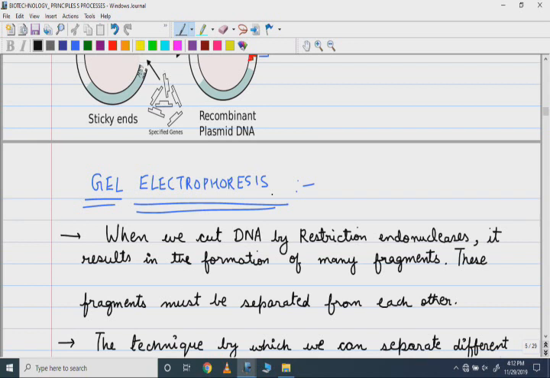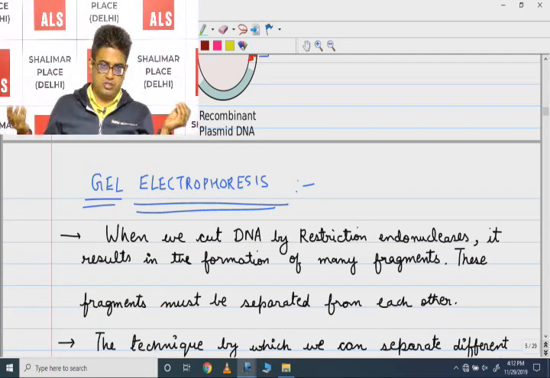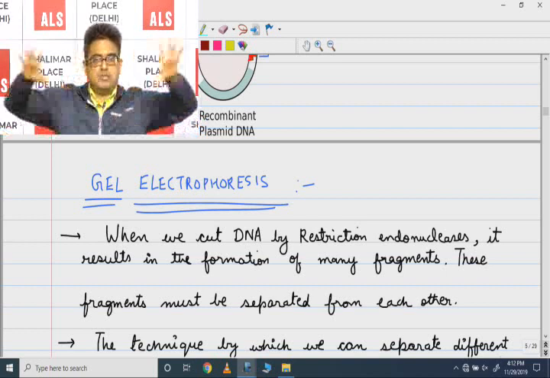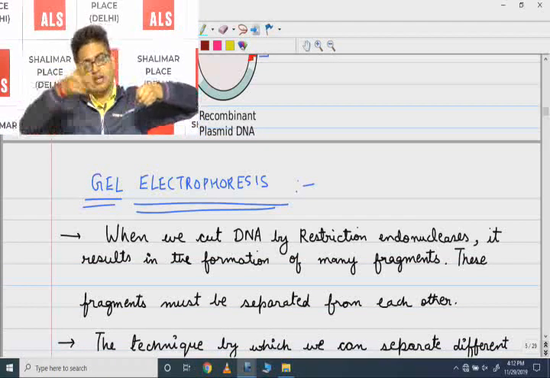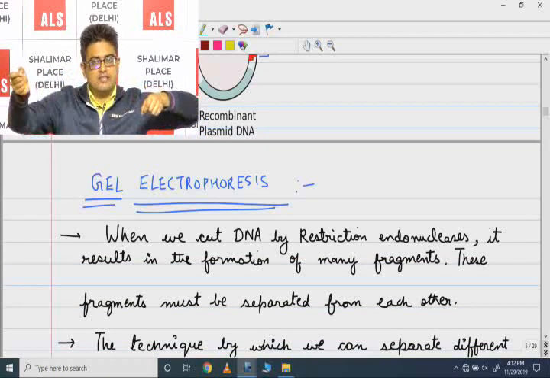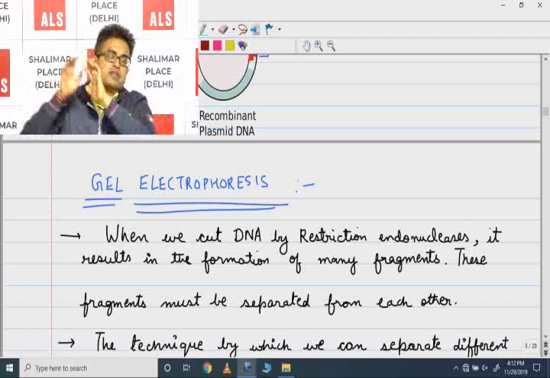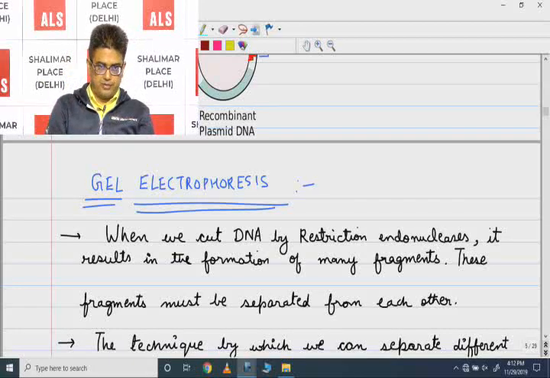Basically it's so difficult because these pieces of DNA are very small. So we have to develop some techniques. If we had two pieces of paper and art and craft material, and if these pieces were very large, we would have taken a scissor, taken Fevicol or adhesive, joined them together, and stuck it somewhere. Okay, but this is not art and craft material.